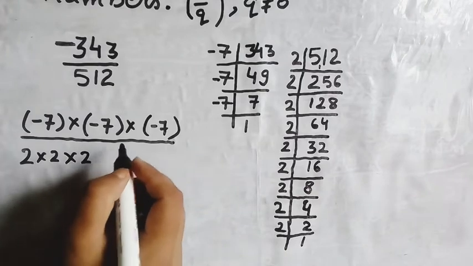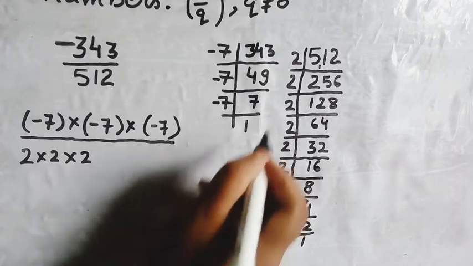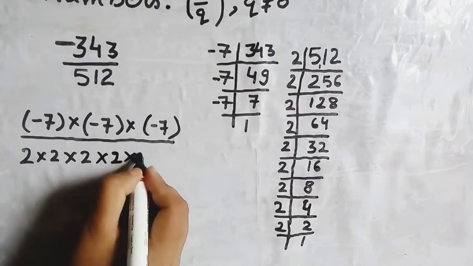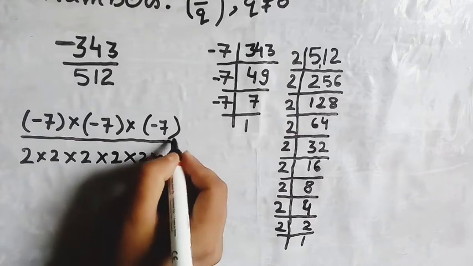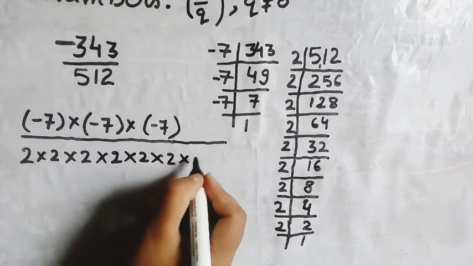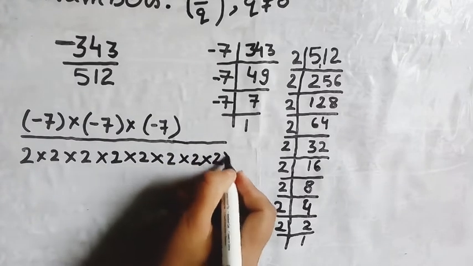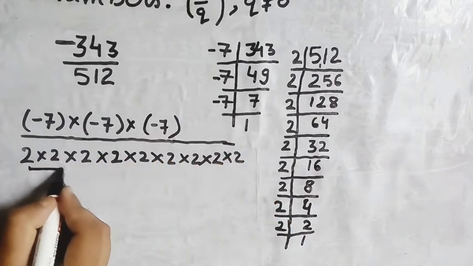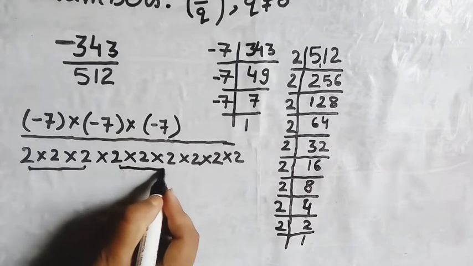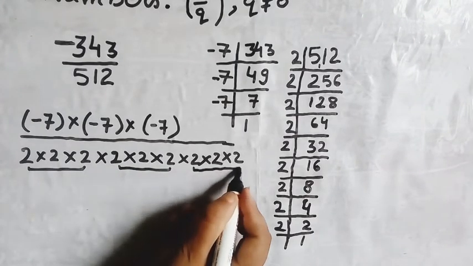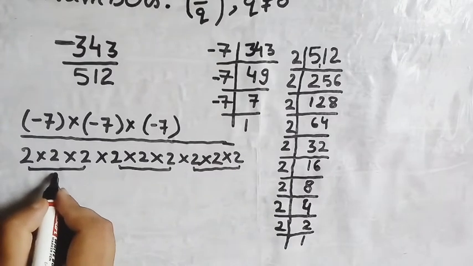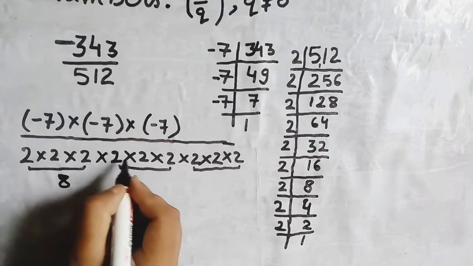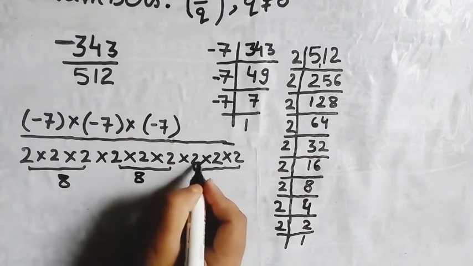Then you can see it is 9 times here. Then 2 multiplied by 2 multiplied by 2, and again 2 multiplied by 2 multiplied by 2. Remember in the numerator 7 is 3 times. So let us divide the factors of 512 into 3 groups, and in each group there is an equal number of 2s, that is 2 into 2 into 2, that is 8.